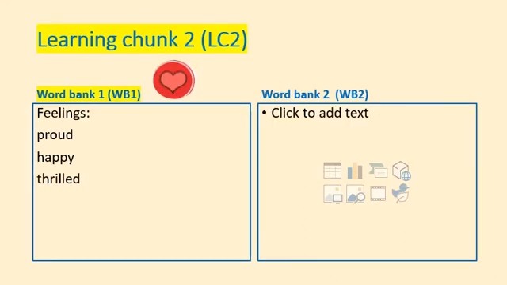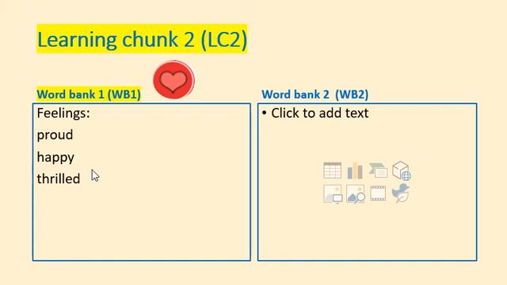Learning chunk 2. We were so pleased when we made our boats. Some of the children were really happy because it was quite difficult. Now I want you to think about how you felt when you made your boat. And I've written 3 words: proud, happy and thrilled. So we're all on the positive, really high positive words here. So I want you to think of 3 more to add to the list.